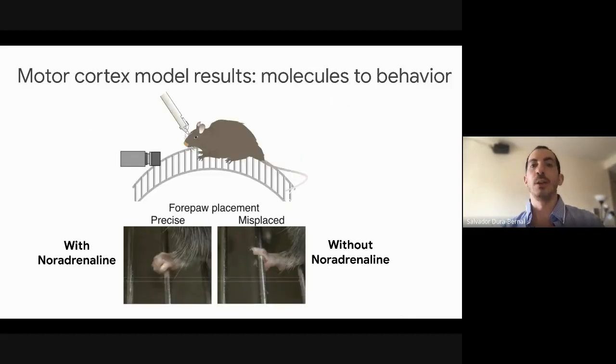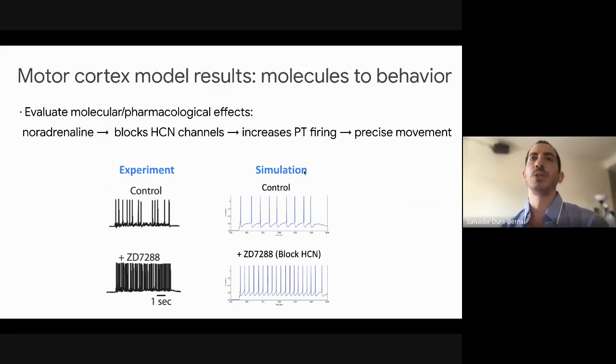As I mentioned, we also looked into different states or different behaviors of the mouse, and we tried to reproduce a specific paper which showed that with noradrenaline modulation, the mouse behavior was sort of correct, precise, whereas without this noradrenaline modulation, which comes from a region of the brain called the locus coeruleus, the mouse paws were not placed correctly in the wheel. So we simulated the different states, and then using the model, we could come up with a prediction of why this noradrenaline modulation was generating different behaviors. In particular, it seems like noradrenaline blocks the HCN channels in some neurons, in particular in the PT neurons. This increases the firing of these neurons, which leads to precise movement.